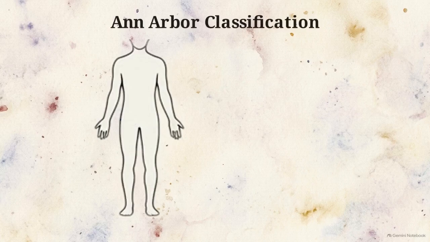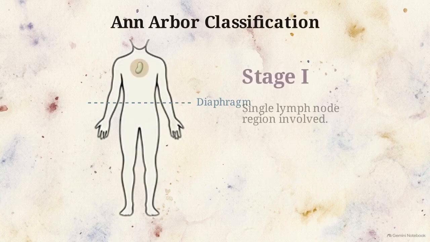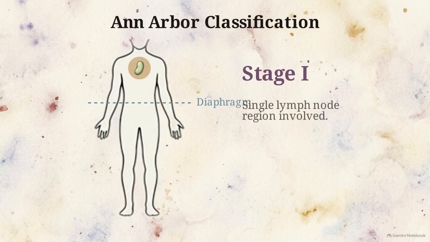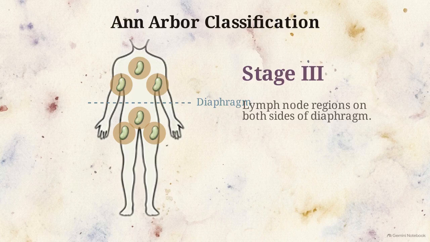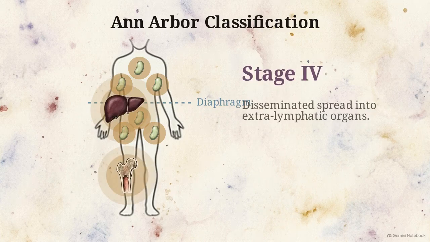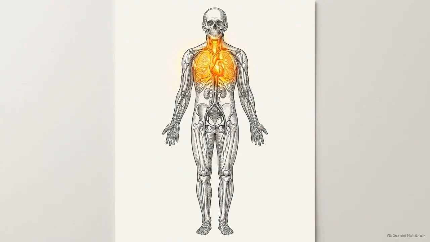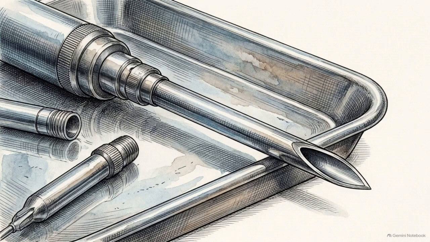The Ann Arbor classification maps this spread. Stage 1 involves a single lymph node region. Stage 2 involves multiple regions on the same side of the diaphragm. Stage 3 crosses the diaphragm, and Stage 4 represents disseminated spread into extralymphatic organs. Fluorodeoxyglucose positron emission tomography, or FDG-PET, serves as the gold standard imaging modality for this staging. Its high sensitivity for metabolic activity frequently obviates the need for invasive bone marrow biopsies.